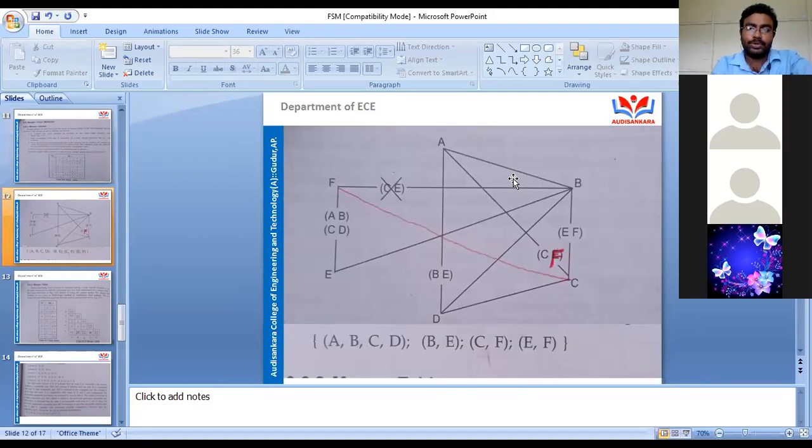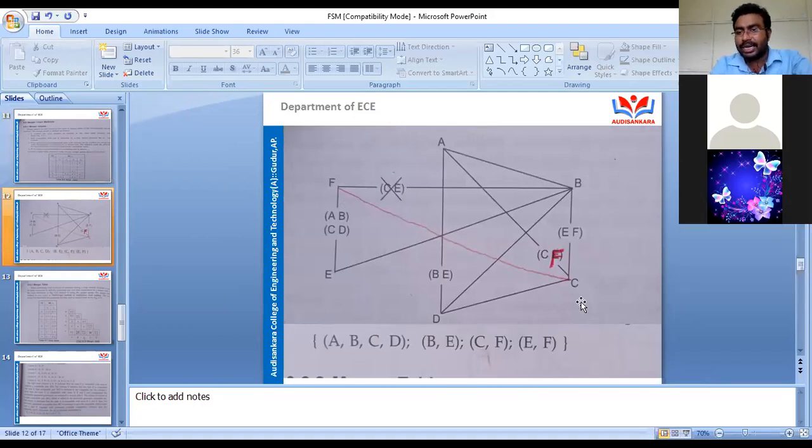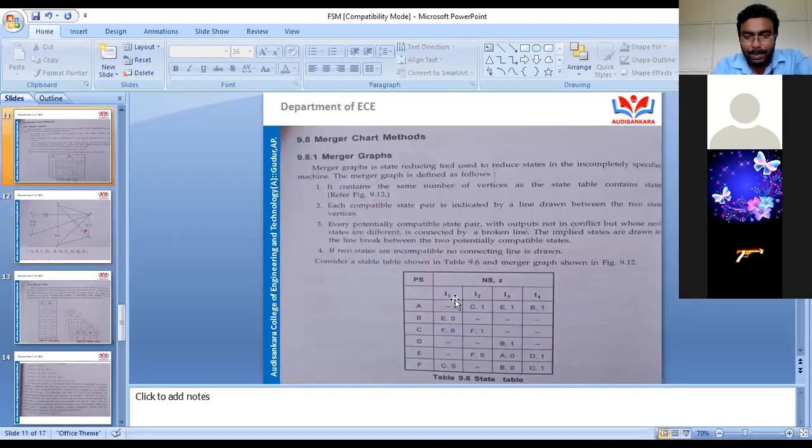And there is a second point, students, in connecting lines. If two states are having the same output but different next states, look here. When I'm connecting B and C, what is happening, students? I'm connecting both B and C, but in the middle, I'm writing E and F. Let me explain why I'm writing EF here. So what is the vertex in between these two, students? EF is connected in between B and C.